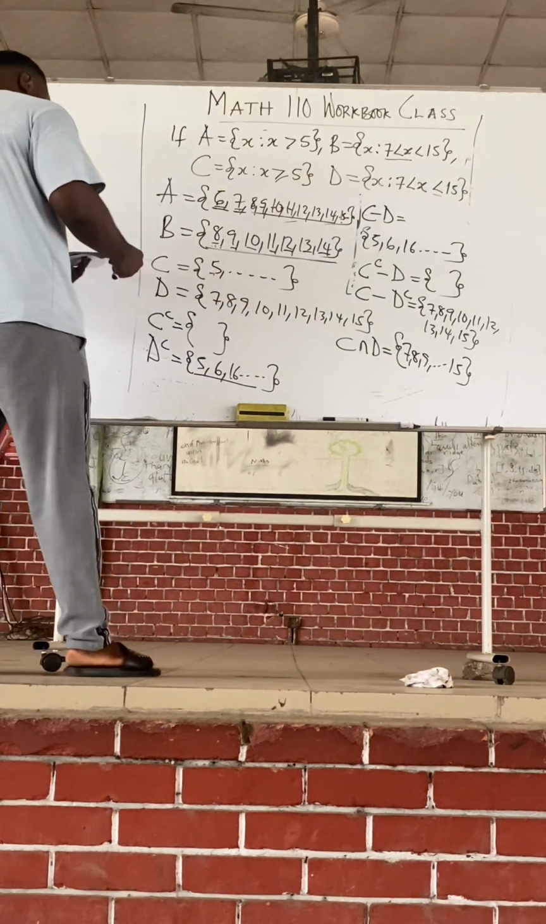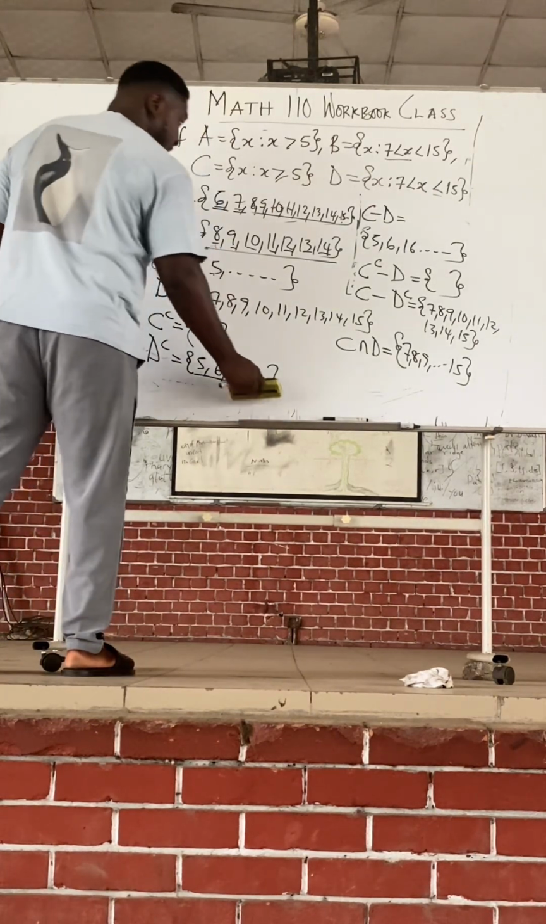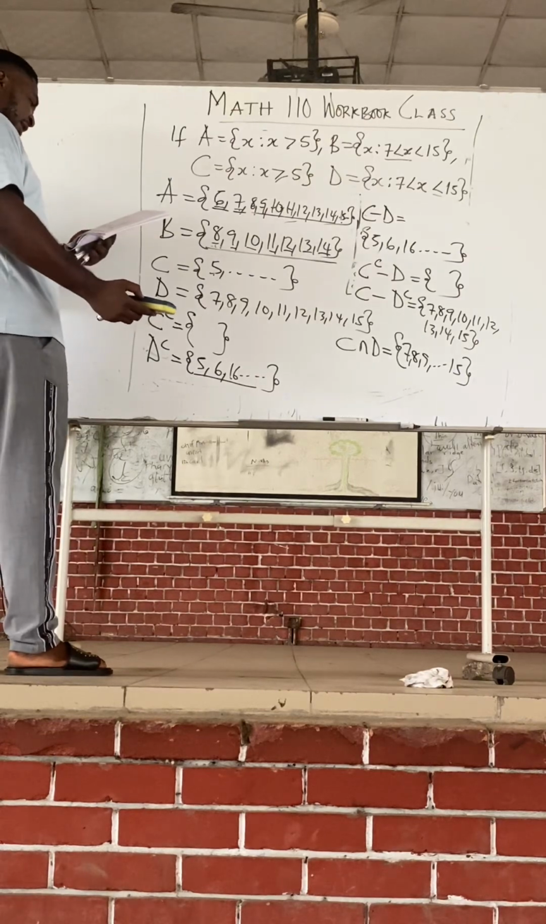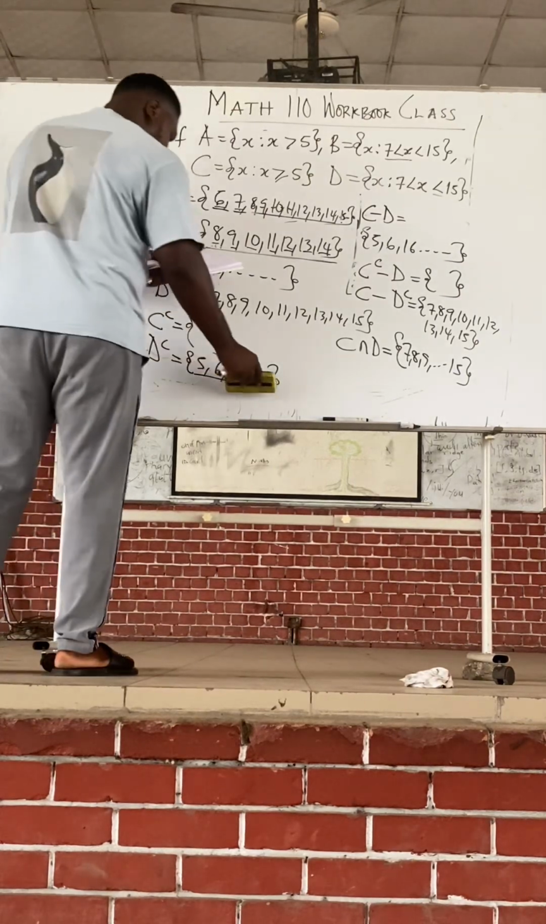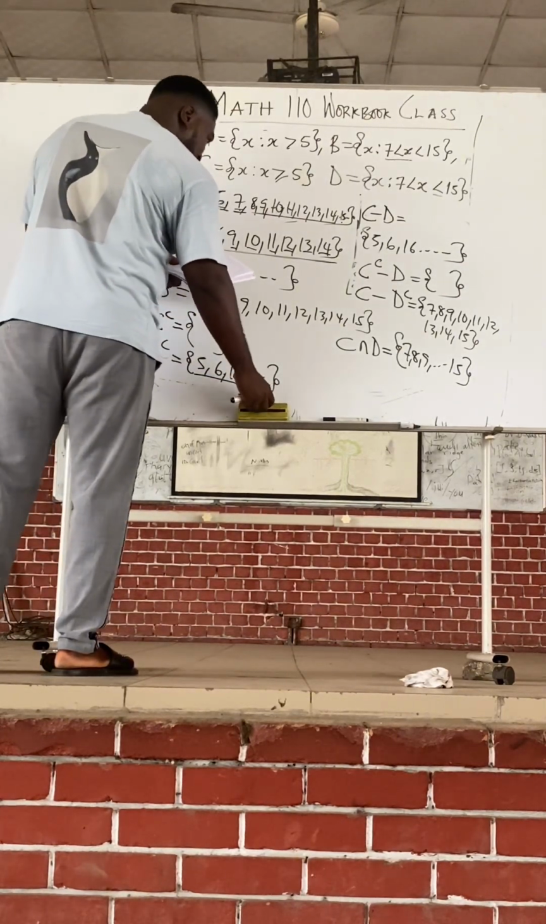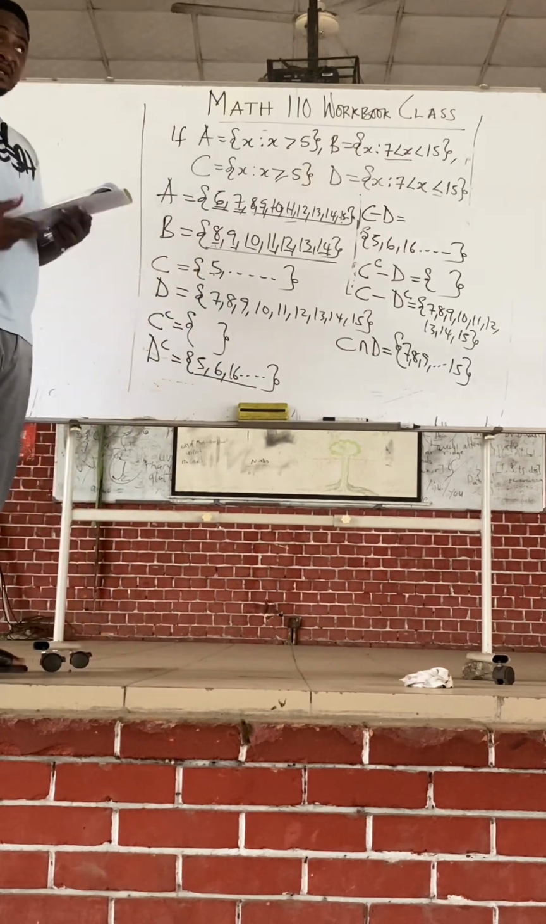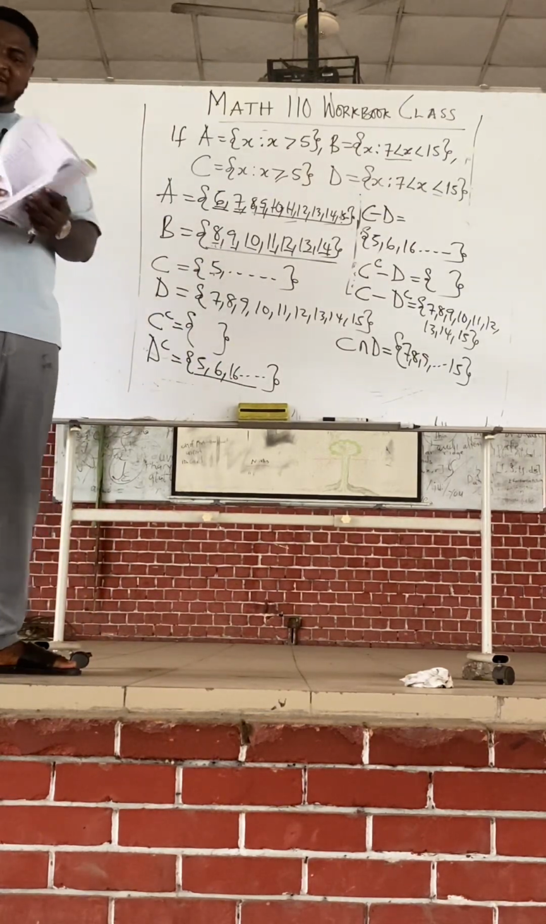And the last one, C complement minus D. C complement, we have done that already. Did they repeat it twice? They repeated it twice. So C complement minus D again is an empty set. What's the next assignment?